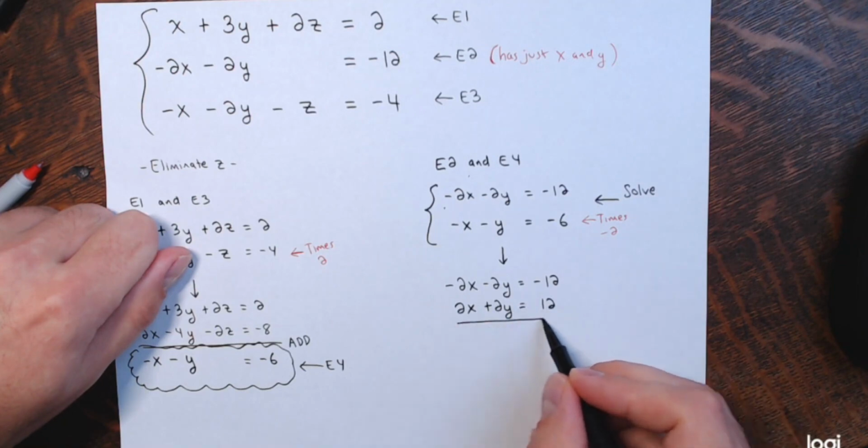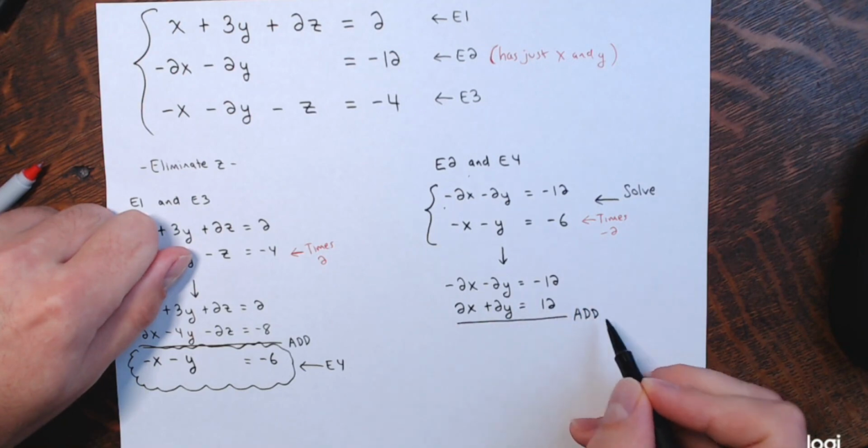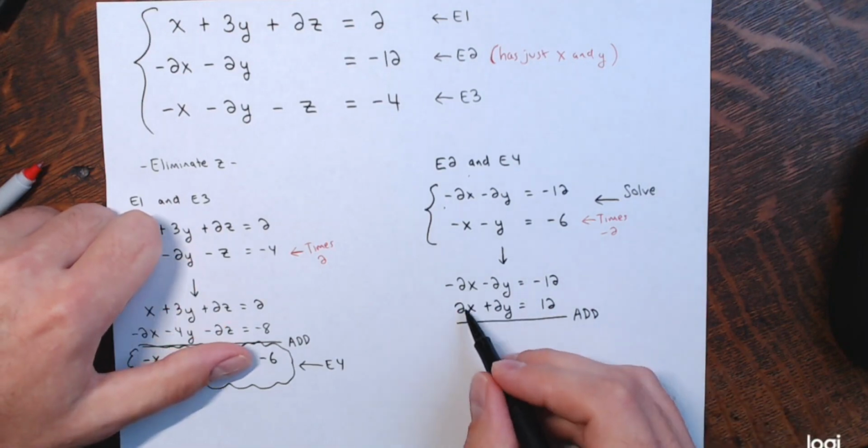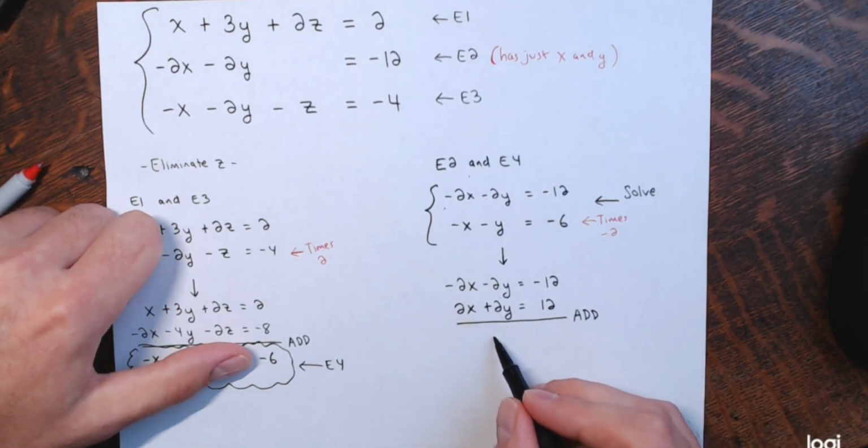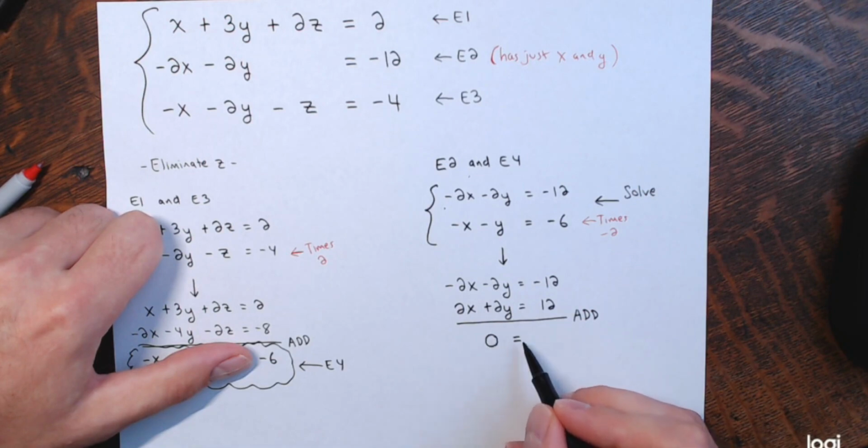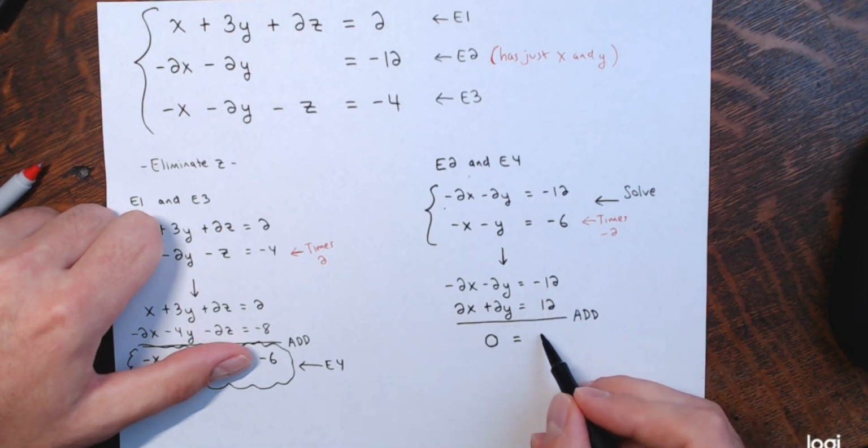And look at this. What happens when I add the equations here? Both terms, the x's and y's, will be eliminated on the left, so I'll have 0 on the left. Same thing on the right. Negative 12 plus 12 is 0.